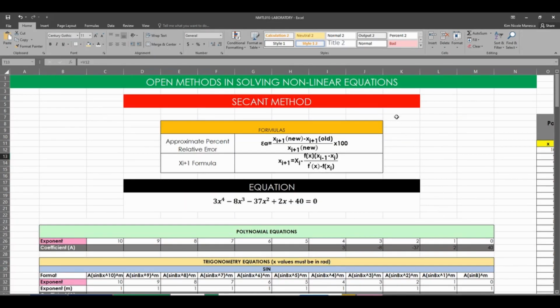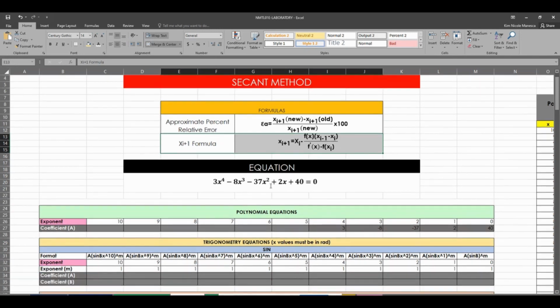This Excel worksheet works in computing the root of a given function using Secant Method. This is very similar to the Bisection Method, except instead of dividing each interval by choosing the midpoint, this method divides each interval by the secant line connecting the endpoints. In this template, we have the following formulas: the approximate percent relative error, and also x sub i plus 1. So let's try to work on this template.